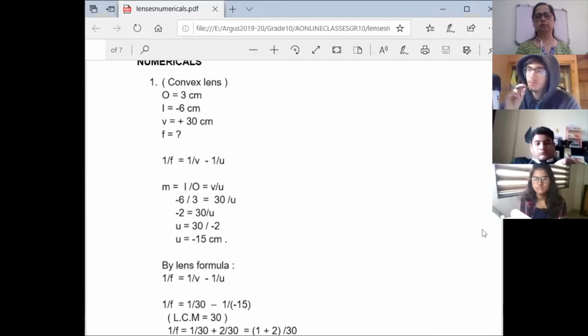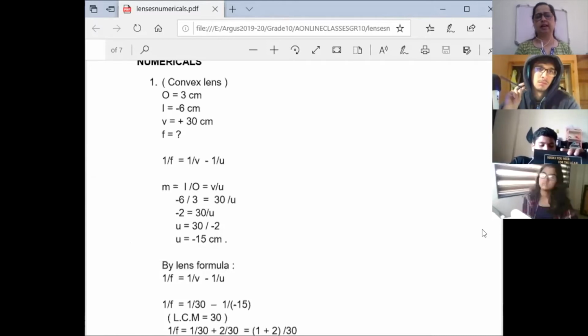Ma'am, why is the image of length 6 centimeters negative? Good doubt. The image is negative because it is below the principal axis. Did you write the sign conventions? In the sign conventions, I have written that height of the image is always negative. So according to sign convention, it will be negative. It's a real image. Real image is below the principal axis. Anybody has a doubt? Please, you can ask me.